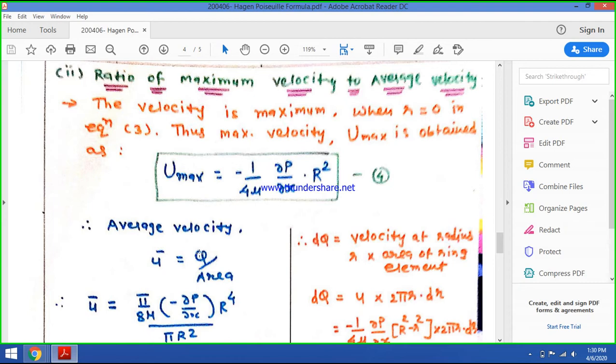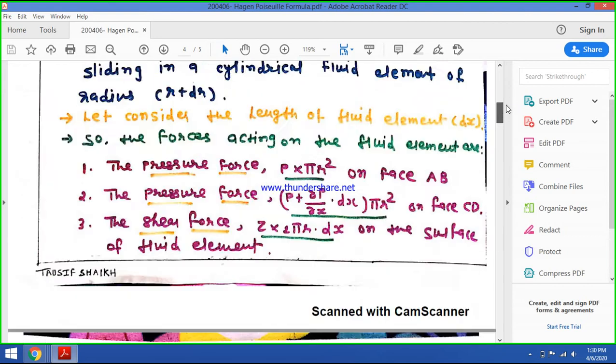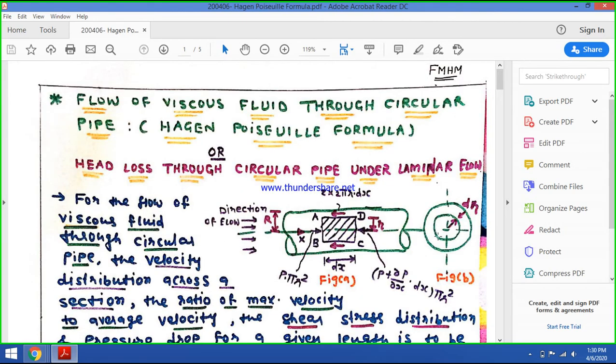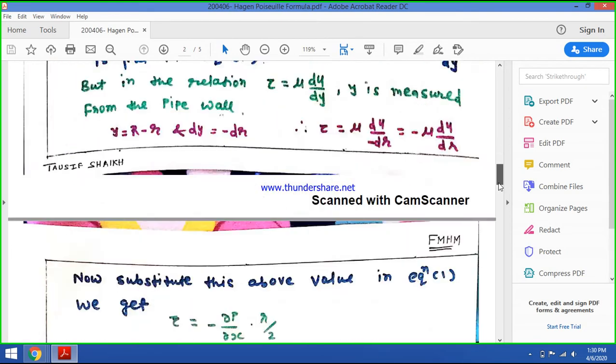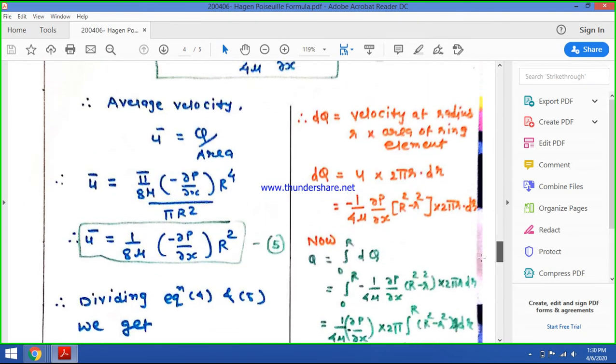Okay, so by considering a small section. Okay, now we will see from this diagram, from figure B, we have to find out the discharge. Okay, so we will consider the small element. So that's why we have to find out the discharge of the small element. Okay, the discharge of the small element is nothing but dQ is equal to velocity at radius r multiplied by area of ring element. Okay, so dQ is equal to u, velocity at radius r is small u.